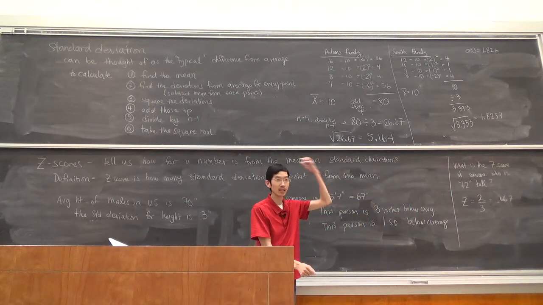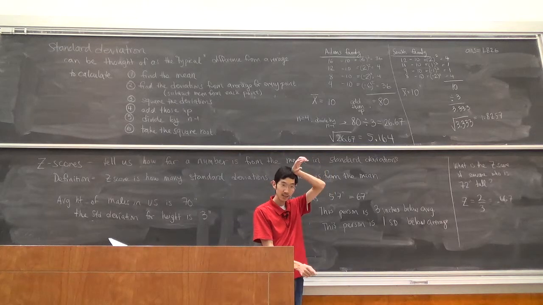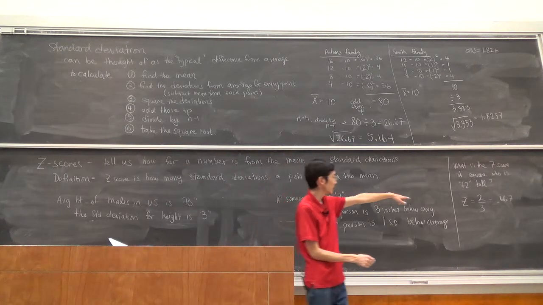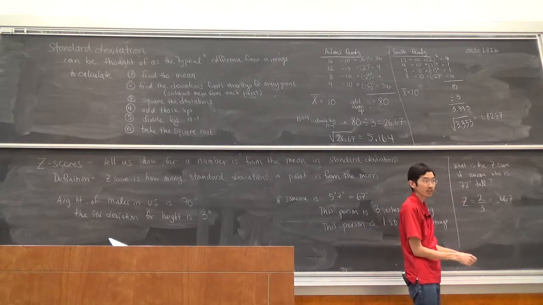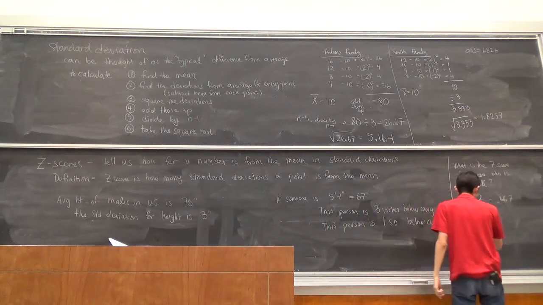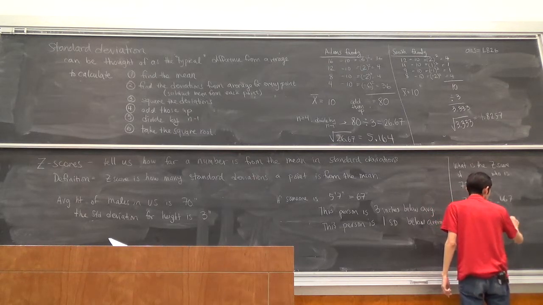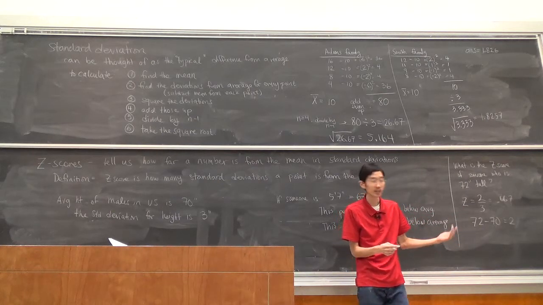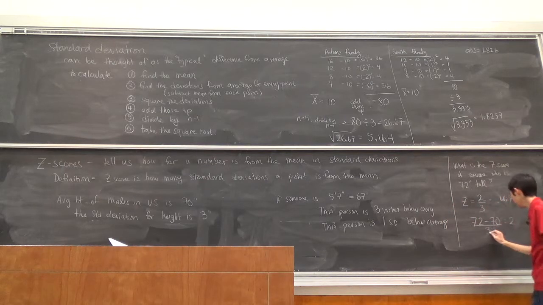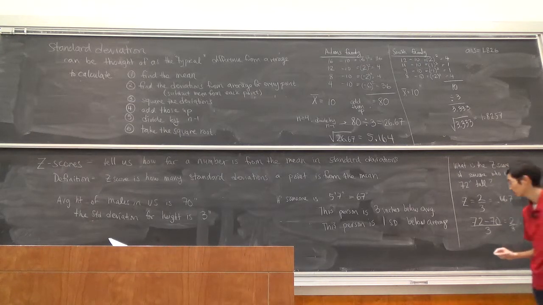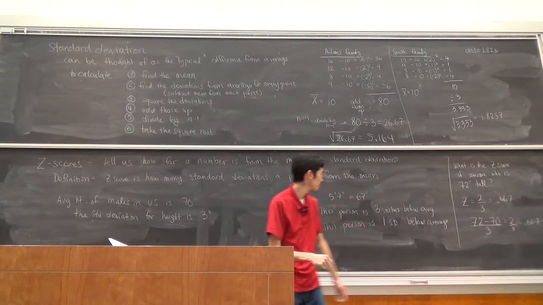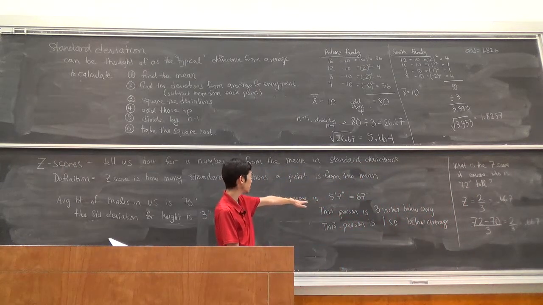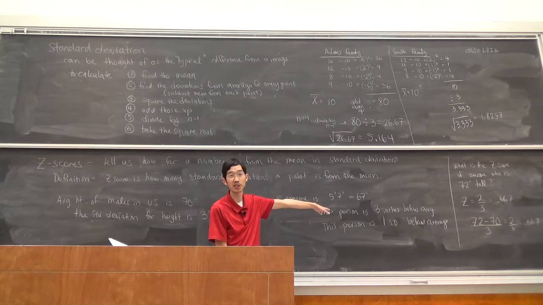Now, how did I get that? We took the distance from the mean. We said 72 minus 70 is equal to 2 inches. But we don't want the distance in inches, we want the distance expressed in standard deviations. Each standard deviation is 3 inches, so we do 2 divided by 3 and we get 0.667. Is that okay? So going back to this person who's 5'7" or 67 inches, what's this person's z-score?